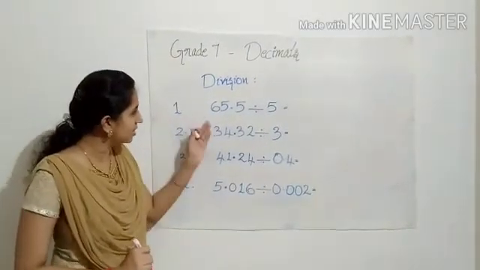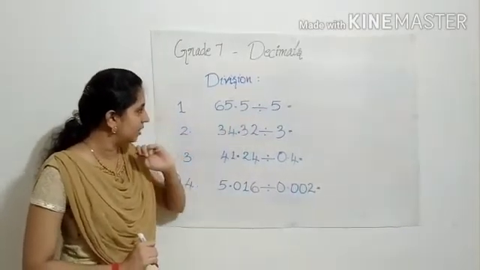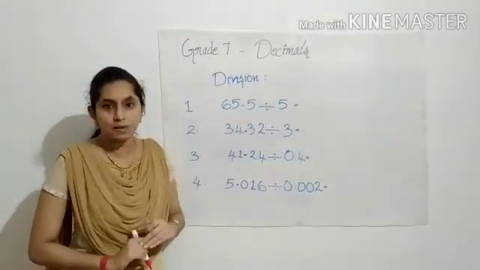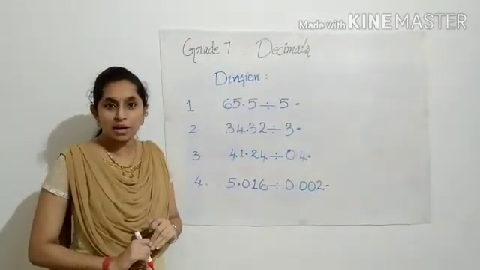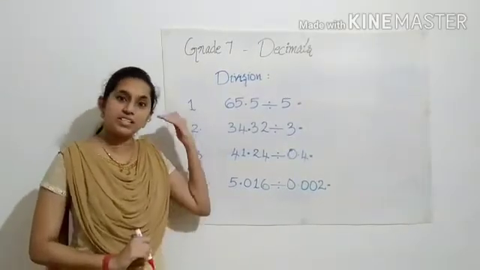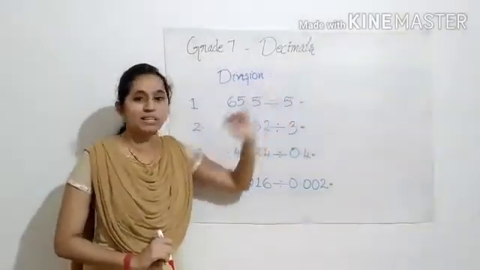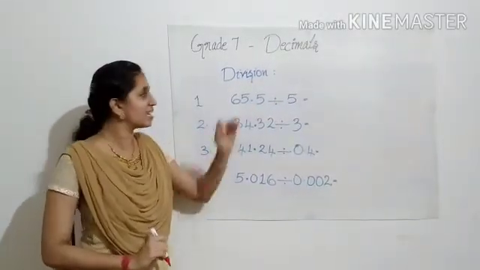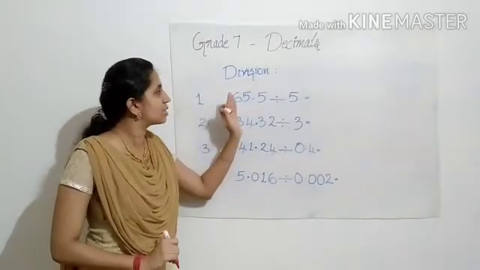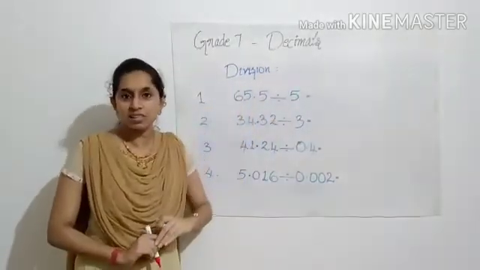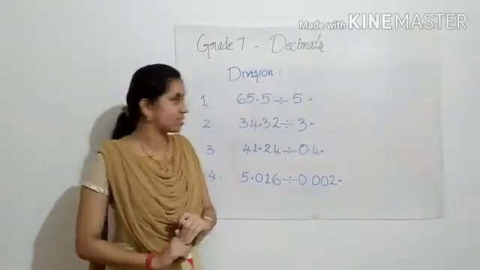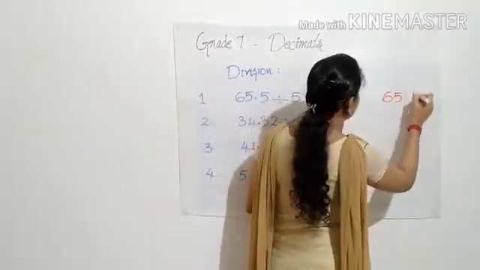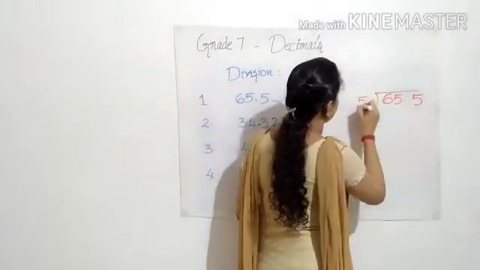The first one is 65.5 divided by 5. Here the dividend is 65.5 and the divisor is 5. I told you in the case of multiplication of 2 decimal numbers, we just ignore the decimal point and then multiply. In the answer we put the decimal point. But in the case of division, we will take the decimal point and then we will get the answer. Let's see what we get. 65.5 divided by 5. Let's see the answer.